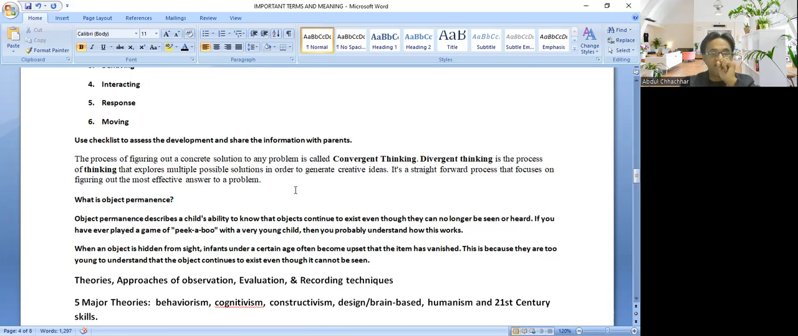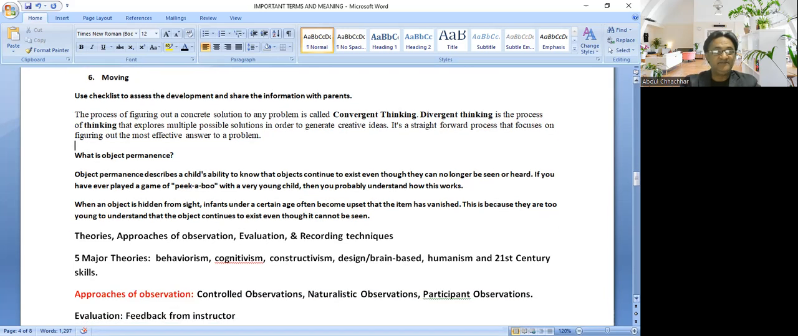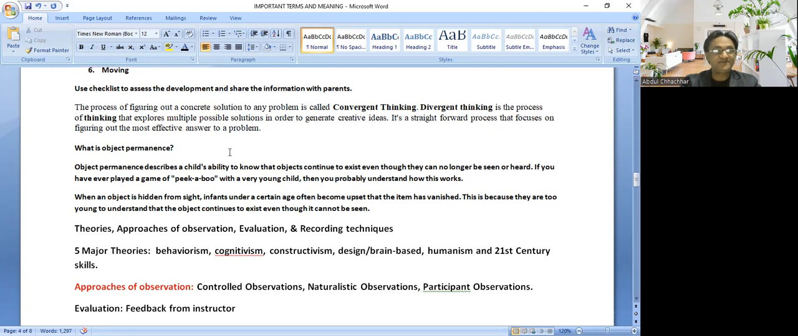So these are the two things. Convergent thinking is for solutions to a problem. However, divergent thinking is for creative ideas. And these two are the types of lateral thinking.